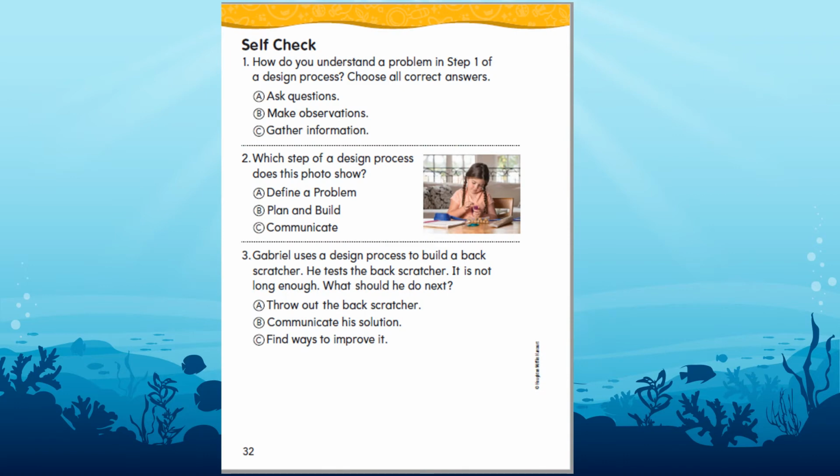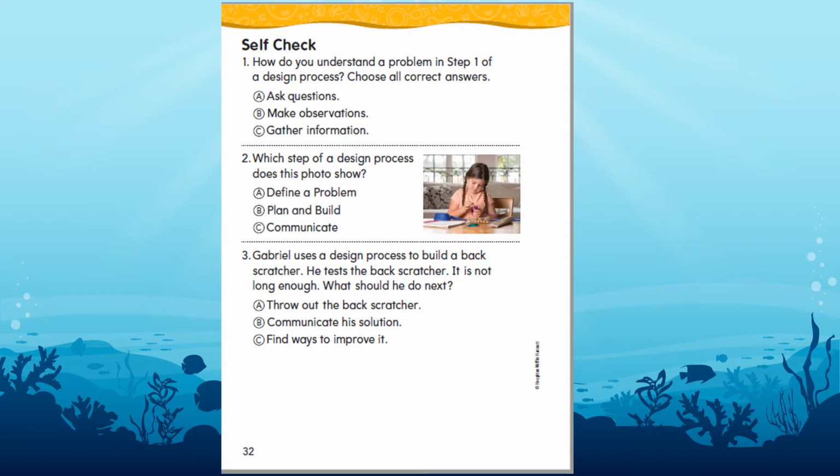Let's look at the questions on page 32 now. Question 1. How do you understand a problem in step 1 of a design process? Choose all the correct answers. Now students, if you remember, in order to fully understand a problem, it is necessary to make observations and ask questions to gather enough information about the problem. What are the correct answers for this question?